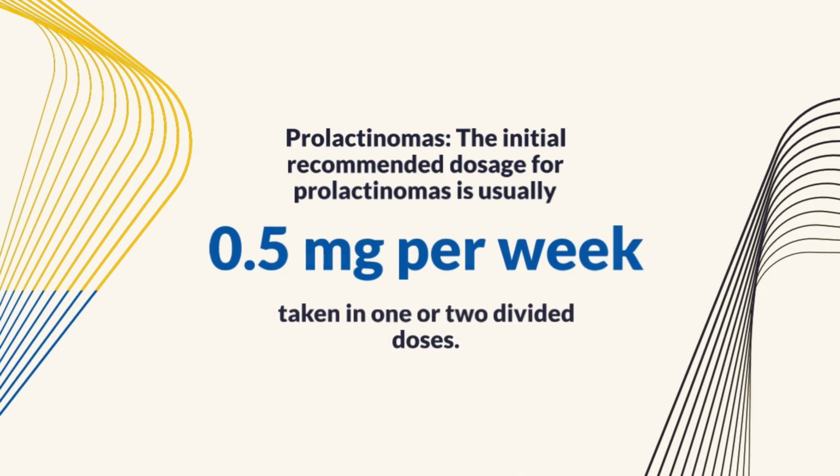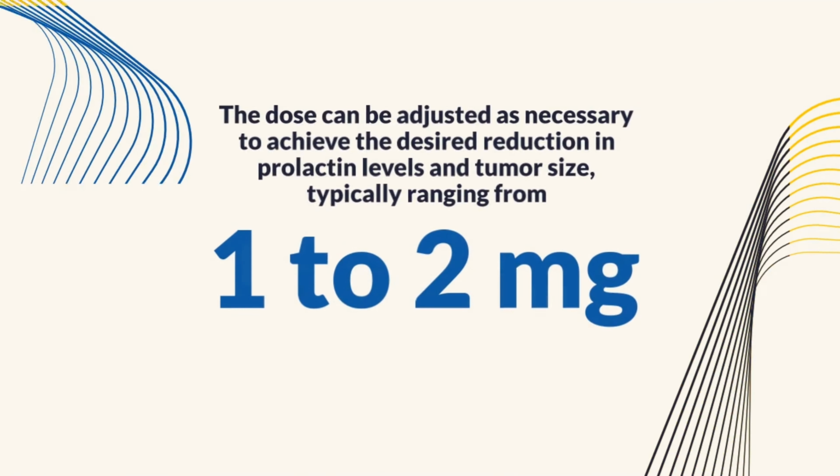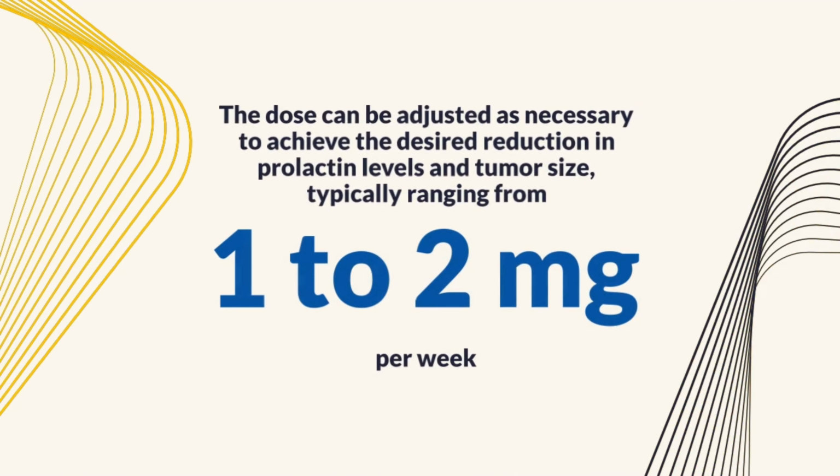Prolactinomas. The initial recommended dosage for prolactinomas is usually 0.5 mg per week, taken in 1 or 2 divided doses. The dose can be adjusted as necessary to achieve the desired reduction in prolactin levels and tumor size, typically ranging from 1 to 2 mg per week.